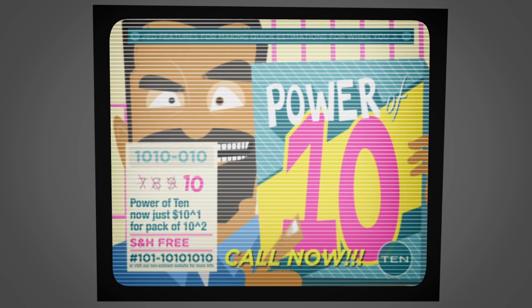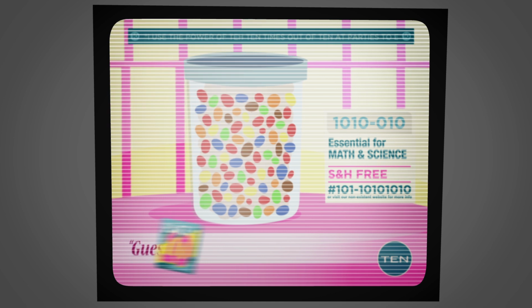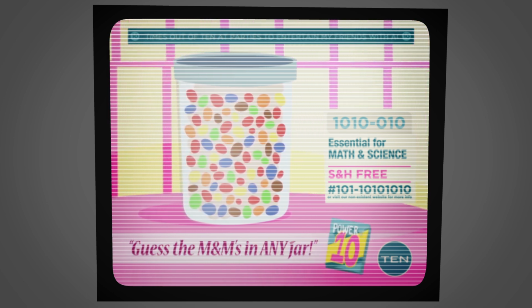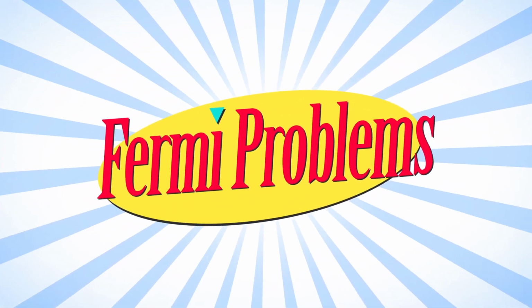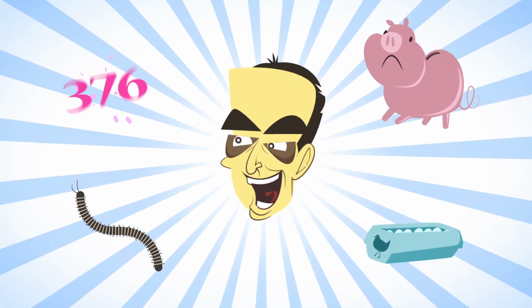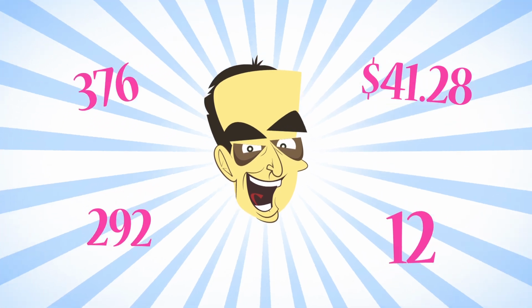The ability to use the power of 10 as an estimation tool can come in handy every now and again, like when you're trying to guess the number of M&Ms in a jar, but is also an essential skill in math and science, especially when dealing with what are known as Fermi problems. Fermi problems are named after the physicist Enrico Fermi, who was famous for making rapid order of magnitude estimations, or rapid estimations, with seemingly little available data.